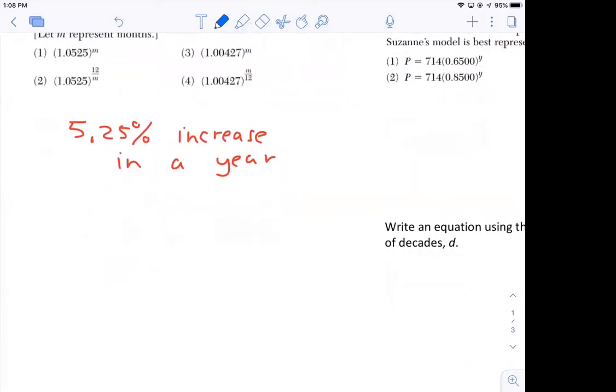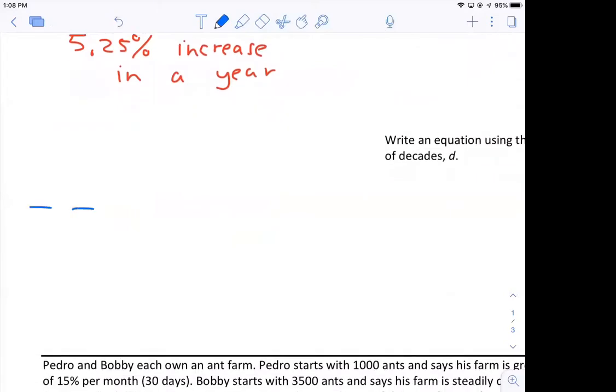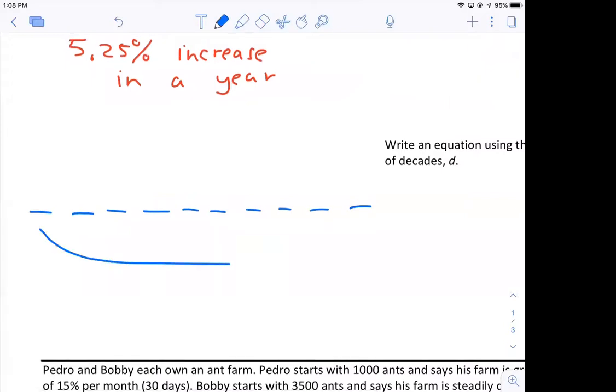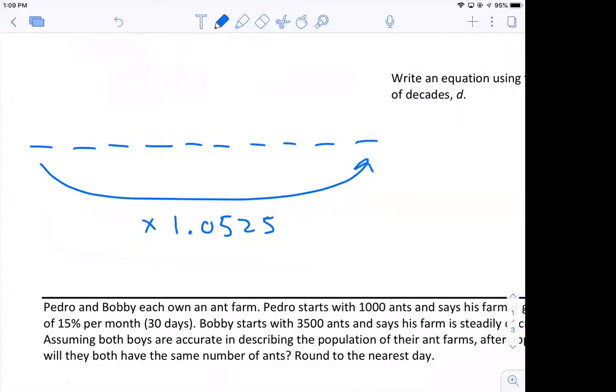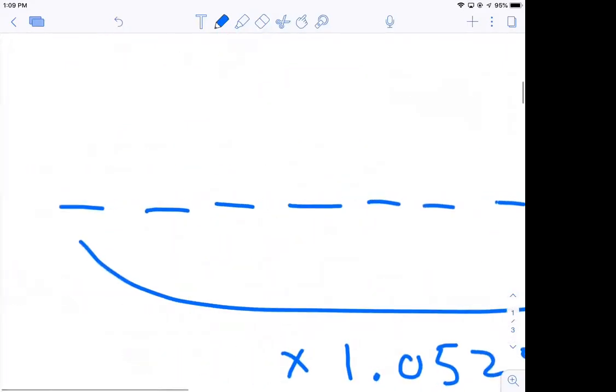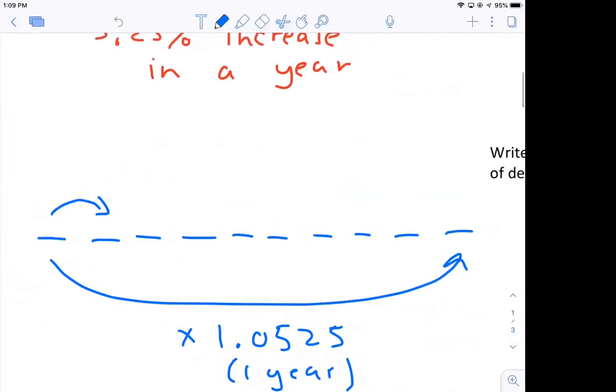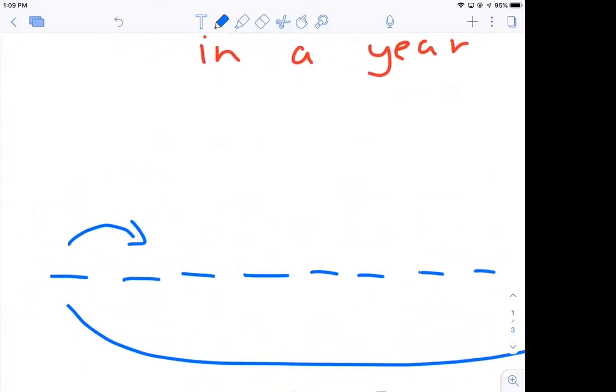So if it's a 5.25% increase in a year, I'm just going to do this diagram thing again. 1, 2, 3, 4, 5, 6. Let's say there's 12 spaces there, right? In 1 year, we're going to be multiplying by 1.0525, if that's a 5.25% increase. And that's in a year. So if you want to get the growth factor for each month, well, if there's 12 steps, I'm going to have to multiply by 1.0525 to the 1/12th power.